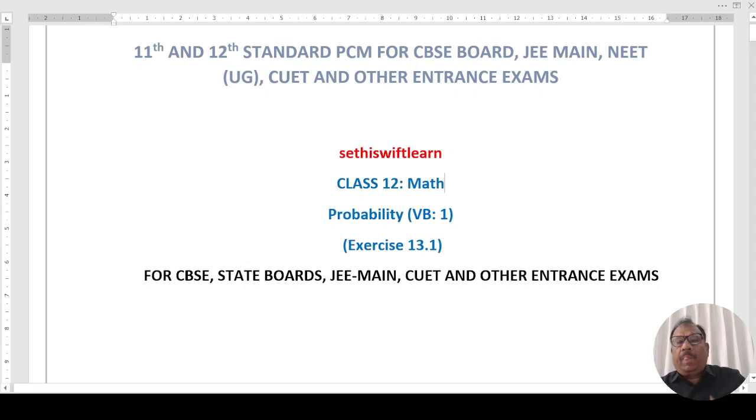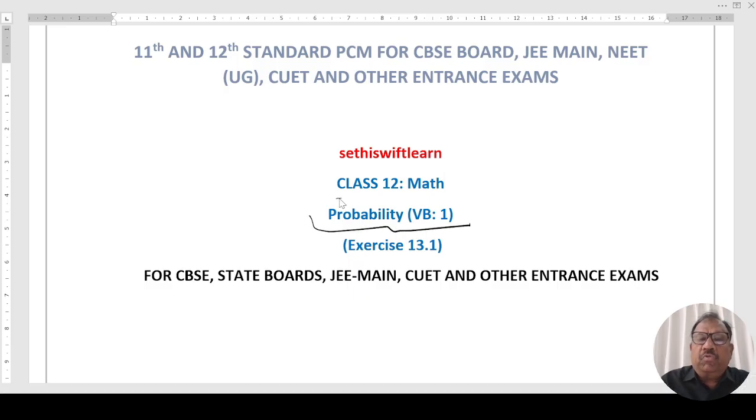Hello students, in today's session of probability, class 12 mathematics, basics will be cleared through NCERT exercise 13.1.